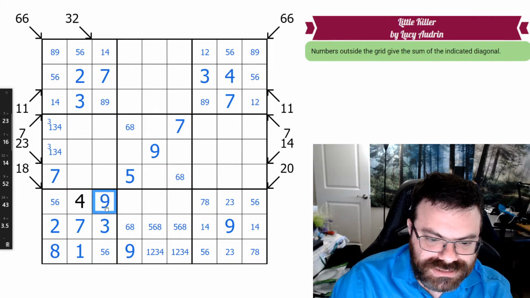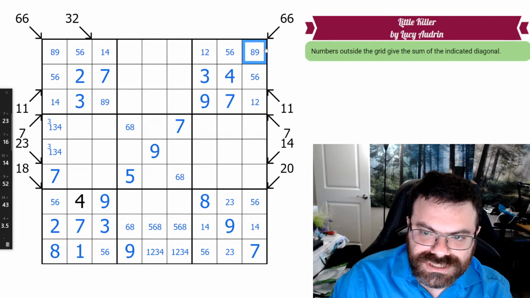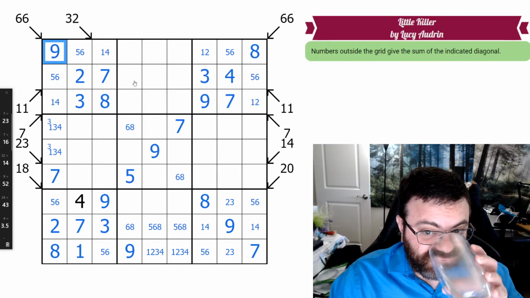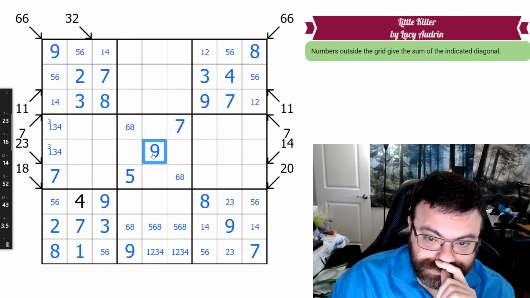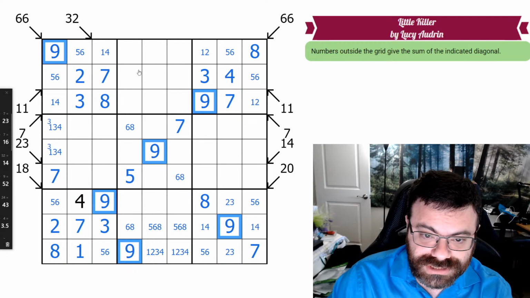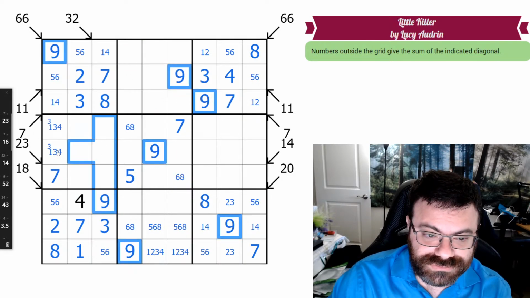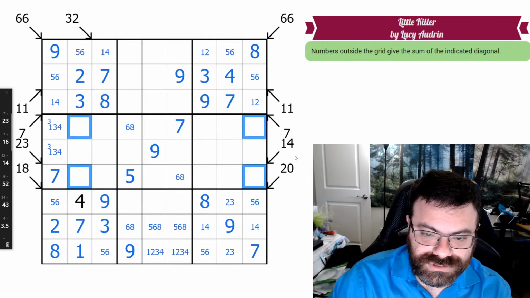That 9 sees 8 and 9. That means that's 7 and 8. This is 9 and 8, so this is 8 and 9. I feel like we could probably finish the 9s, or get close. Unfortunately, we're going to have this X-wing remaining here. Whoops. There.